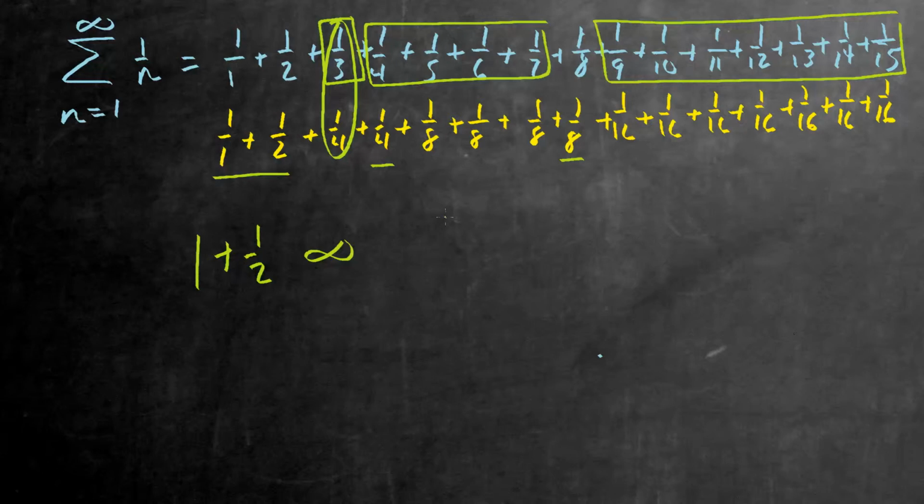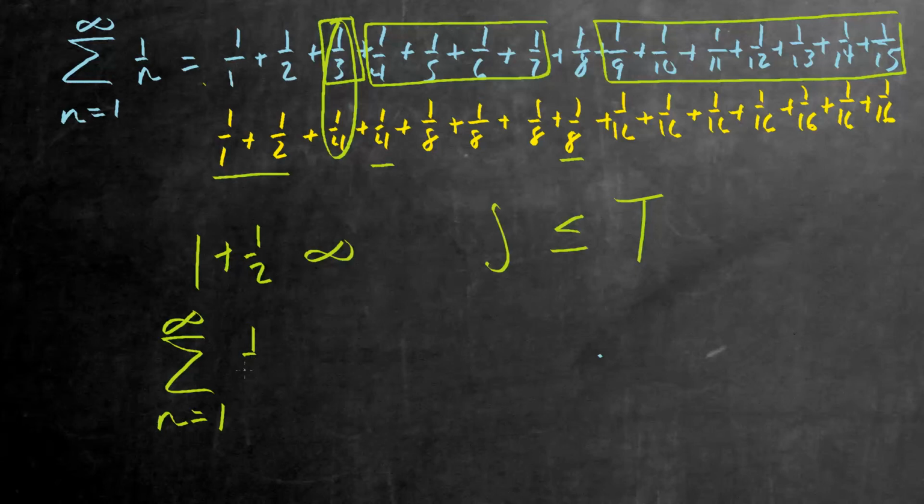And from fact 1 and fact 2, we should be able to conjecture that because this one, so we'll call that one t, is bigger than or equal to s, therefore the sum has to also be bigger. So therefore, we can write that the sum from 1 to infinity of 1 over n is in fact infinity.